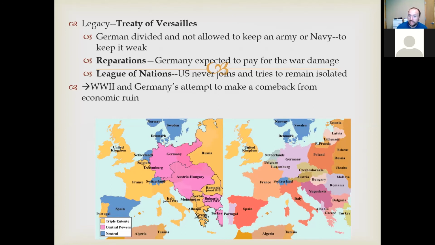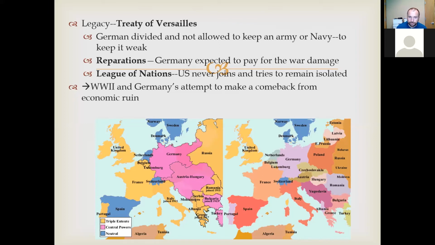Now, even though, again, we said this essentially started as a dispute between Austria-Hungary and Serbia, it was really the German military that escalated things to the level that it became. And so the Allies, the winning side, viewed Germany as kind of being at fault. Germany was heavily punished. So again, they were not allowed to keep an army or a navy, and that was to keep them at bay or to keep them weaker than other nations. And Germany also had to pay reparations or war debt, right? So Germany had to literally pay other countries for the damage that the war did.